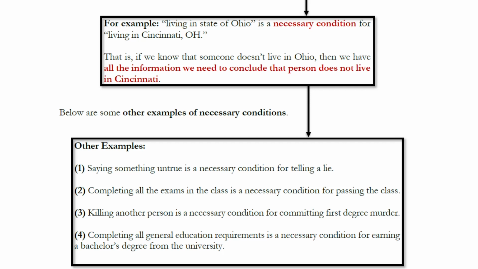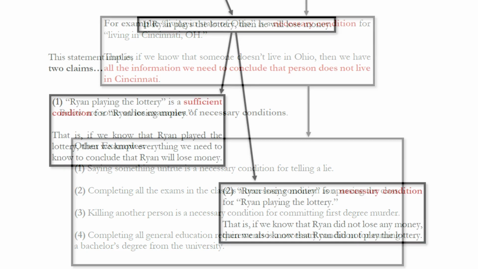Finally, let's consider example 4. Completing all general education requirements is a necessary condition for earning a bachelor's degree from the university. The university will not give you a degree if you do not complete your general education requirements, but you obviously have to complete the other requirements for your major as well if you're going to graduate. Therefore, this means that completing the general education requirements is necessary, but it is not sufficient for earning your bachelor's degree.